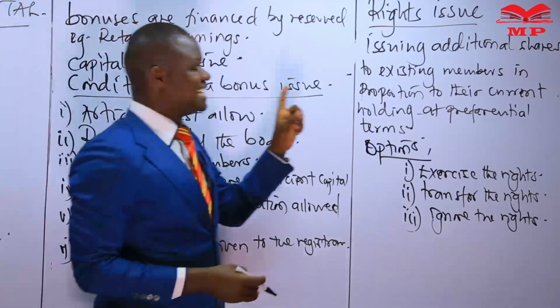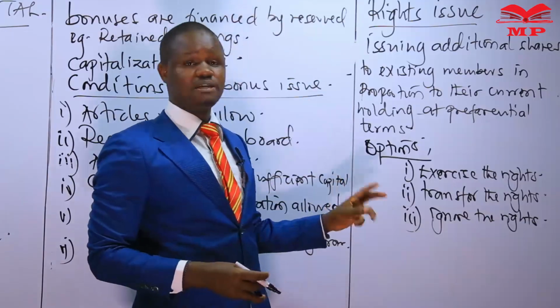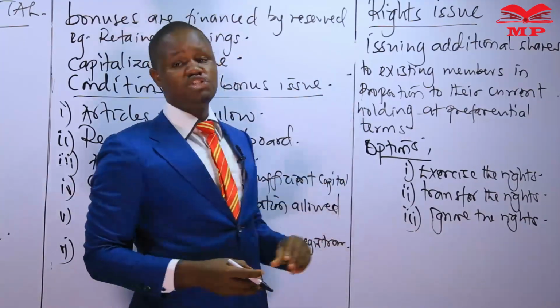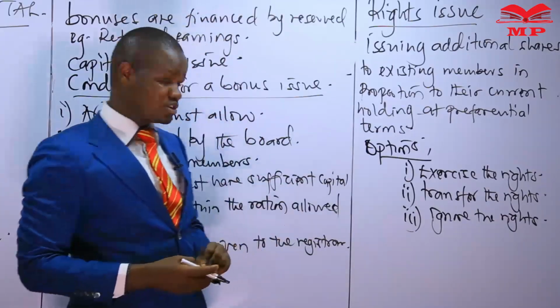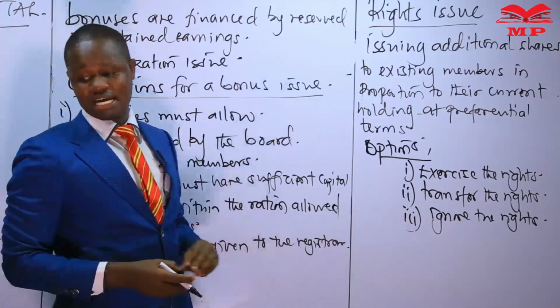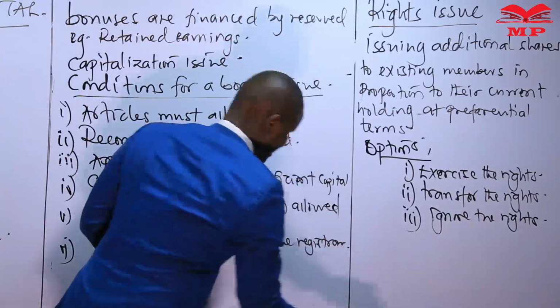So if this is a publicly traded company, that is, it is listed in the stock exchange, then to execute a rights issue, this company will require the approval of the Capital Markets Authority, which is the regulator of publicly traded companies. So that's the rights issue.